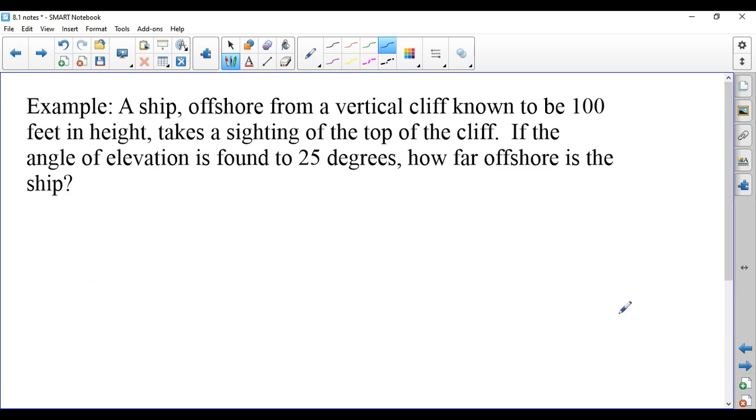Here's a simple example using this type of problem. We have a ship offshore from a vertical cliff that is known to be 100 feet in height. Here's my cliff, it's 100 feet tall, and here's the water. We have a ship that's offshore, takes a sighting of the top of the cliff. The angle of elevation is found to be 25 degrees.